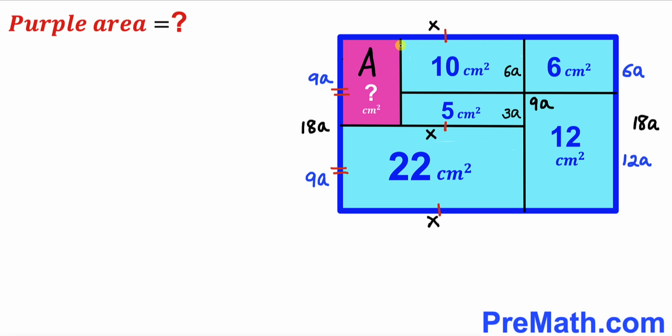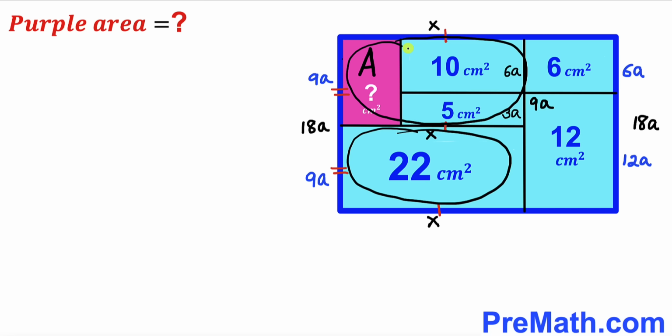So we conclude that this whole combined area in this part is going to be equal to the area of this rectangle. Now we are going to focus on this combined area. Let me just write it down. Uppercase A plus 10 cm² plus 5 cm² is going to be equal to this rectangle's area, which is 22 cm². So I am going to write down 22 on the right hand side.